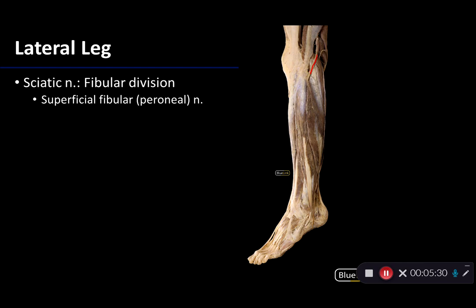And these fibular division muscles, or the compartments served by the fibular division, are the anterior muscles, which we can see here, and the lateral muscles, which we can see there. The posterior group here are served by the tibial division. So that's a 10,000 foot view of the nerves of the lower limb.